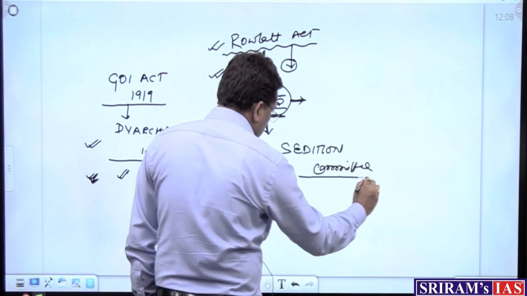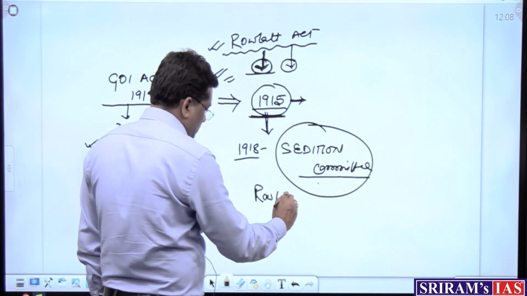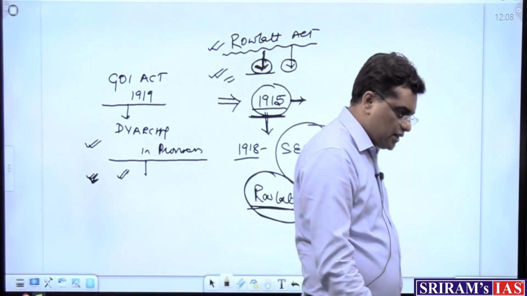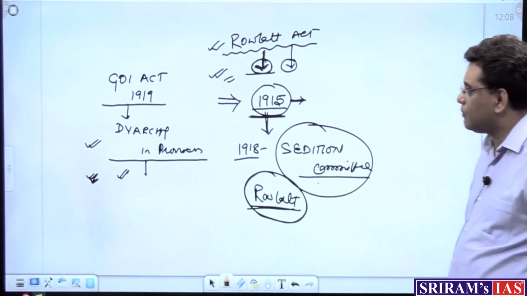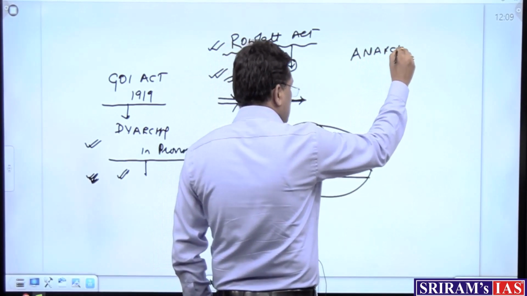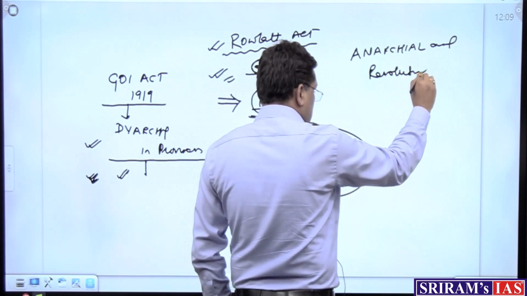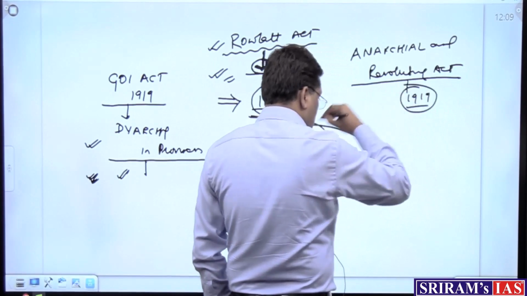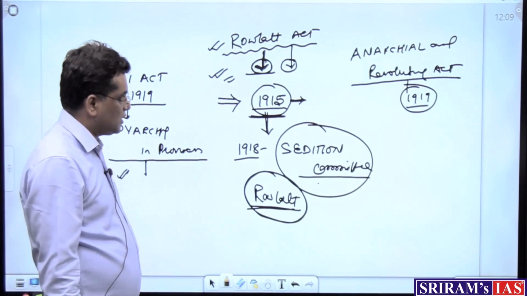The sedition committee, led by Rowlatt, was to frame a law to inquire into the seditious activities in India. That law was implemented. It is also known as the Anarchical and Revolutionary Crimes Act, 1919. So this sedition committee was constituted, and the act is also known as the anarchical or revolutionary act.